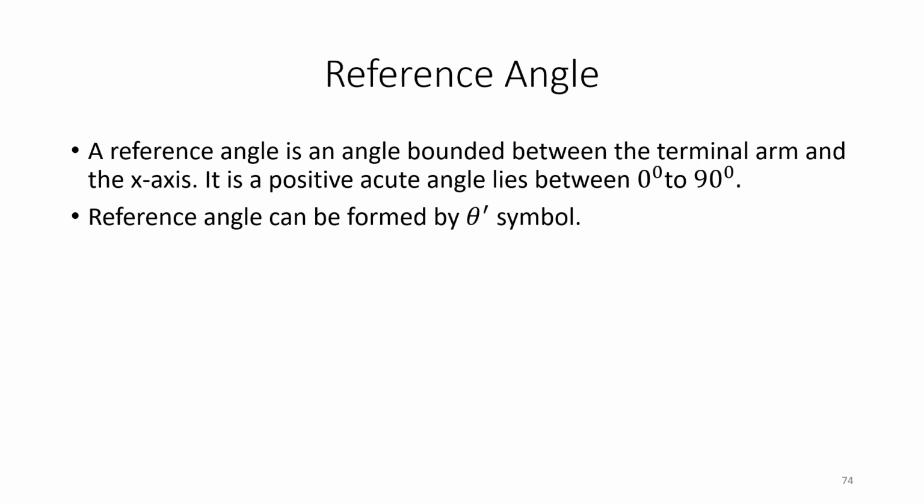Reference angle is an angle bounded between the terminal arm and the x-axis. It is a positive acute angle that lies between 0 degrees and 90 degrees. Reference angle can be formed by that theta prime, or this symbol right here. So that can also be called a reference angle. And then theta is just your angle, right? So I like to think of it as the smaller angle, right?